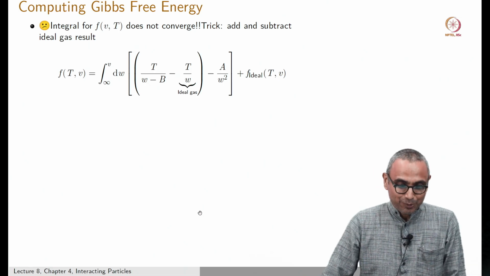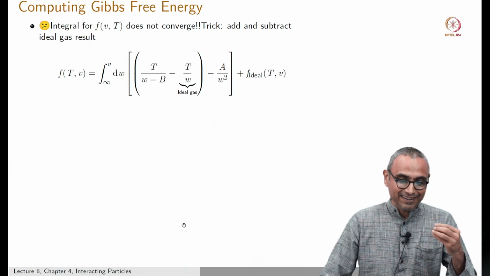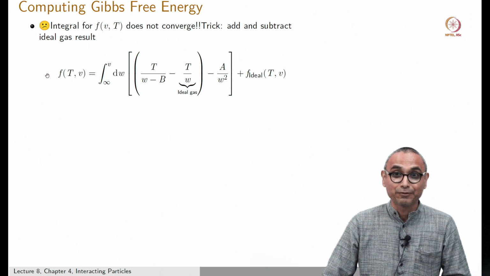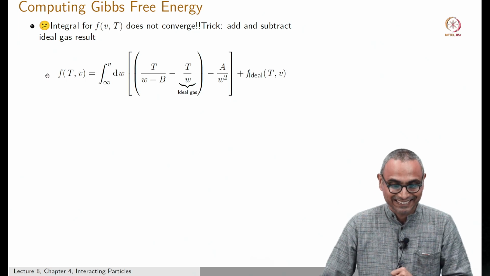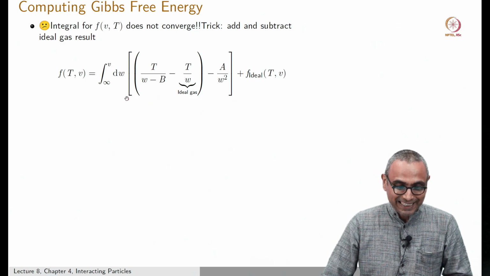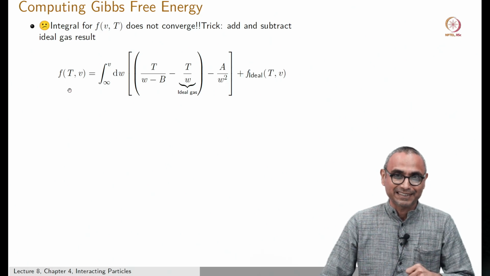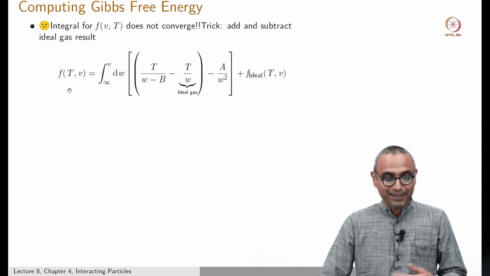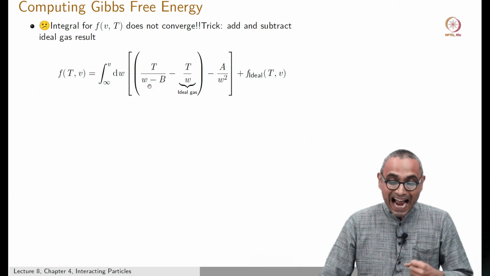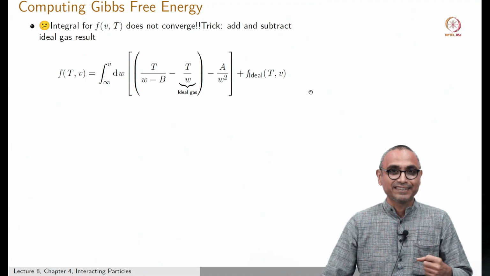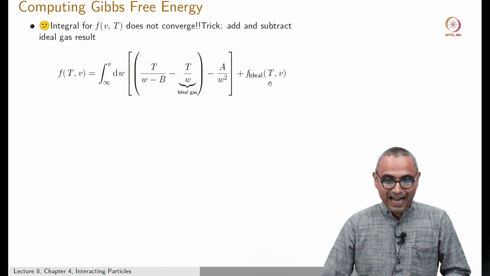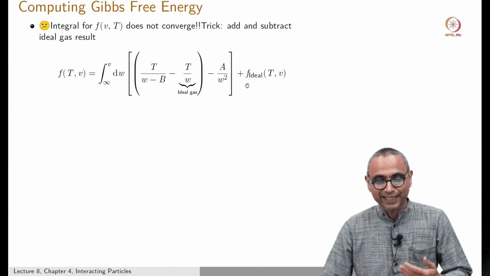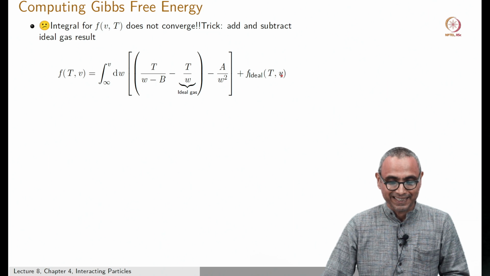So what you observe now is that if I put B equal to 0 and A equal to 0, then this must be the free energy of the ideal gas. So what I do is I take the expression for the free energy of the interacting system, the same trick that we did when we computed the virial coefficient A2, similar trick I should say. I add and subtract the free energy of the ideal gas. The term that I am adding, I simply write the free energy of the ideal gas, which I can compute analytically.